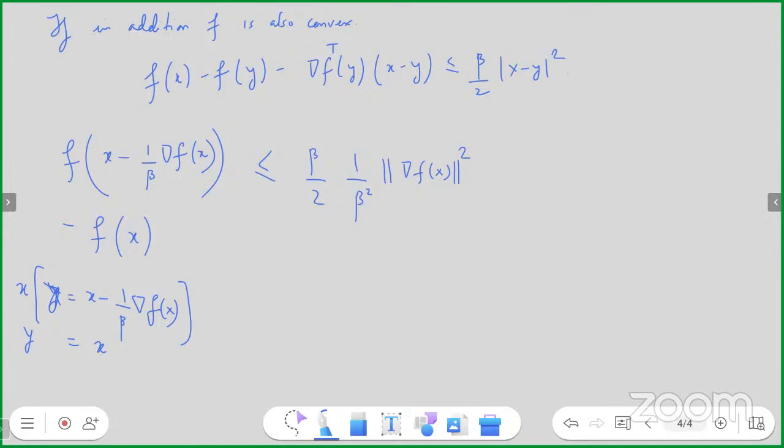See, the meaningfulness of this inequality should be clear. We are after controlling how much improvement you're making in one step of gradient descent.